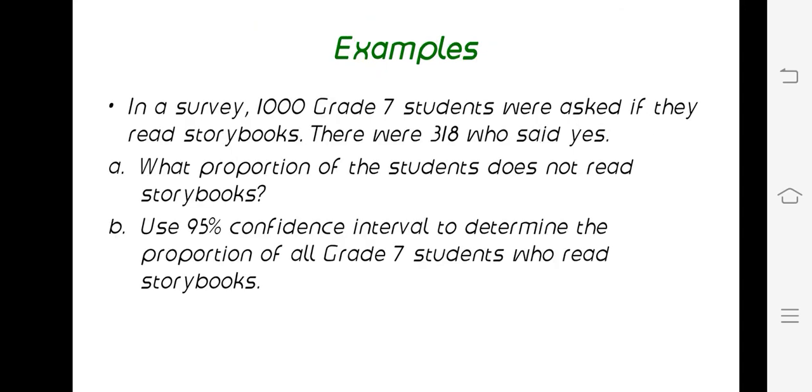Okay, so to give you an example, in a survey, 1,000 grade 7 students were asked if they read storybooks. So there were 318 who said yes. The first question is, what proportion of the students does not read storybooks? And for the second one, use a 95% confidence interval to determine the proportion of all grade 7 students who read storybooks.